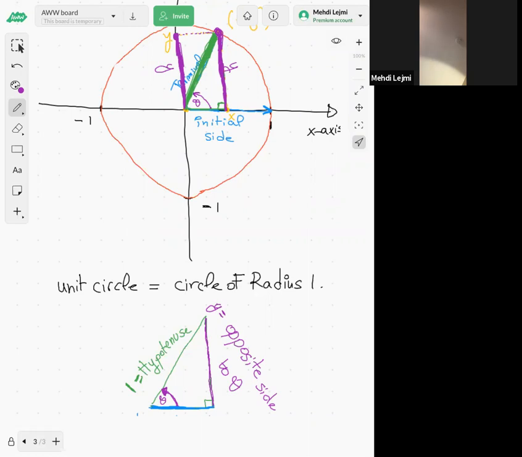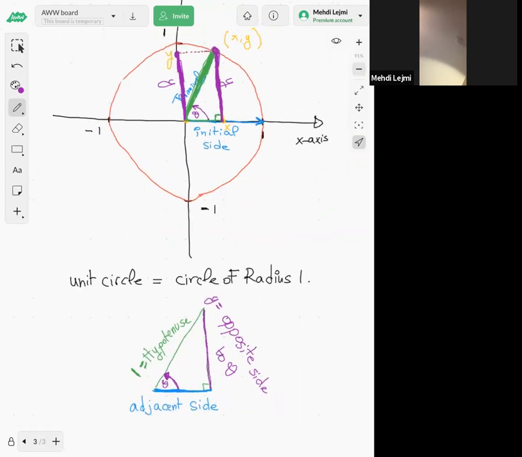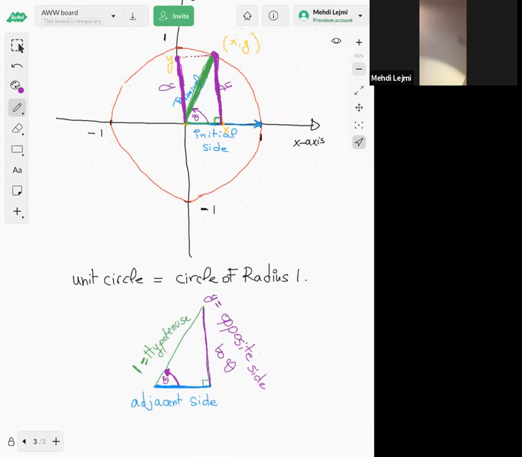Now, let me probably zoom out here. What will be the length now of the adjacent side?